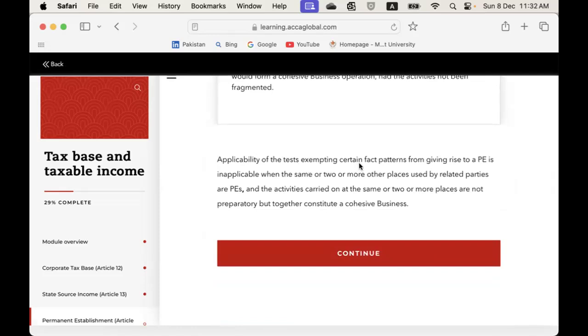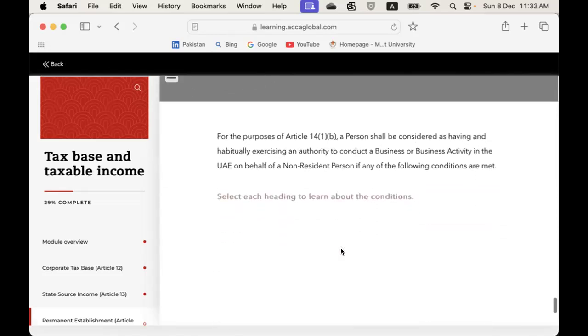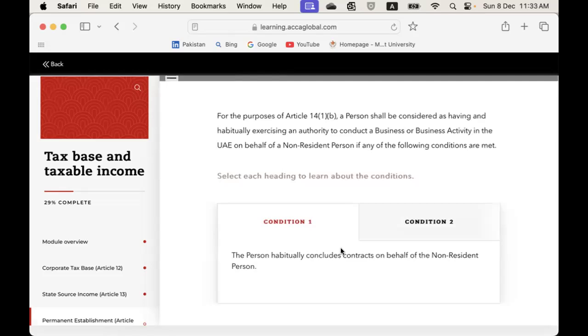The applicability of the tests exempting certain fact patterns from giving rise to permanent establishment is inapplicable where the same or two or more other places used by the related parties are PEs. If there is already a PE, then we can forget about the rest of the places, rep office, whatever it is, it will be a PE, permanent establishment, if there is already an existing PE in UAE. This also we had gone through.